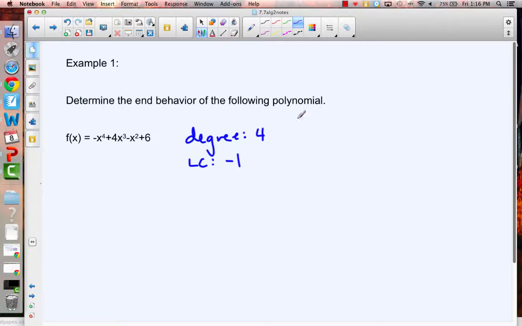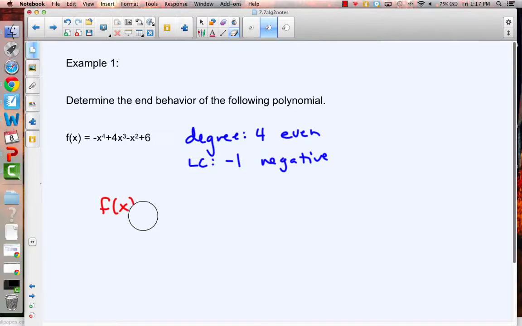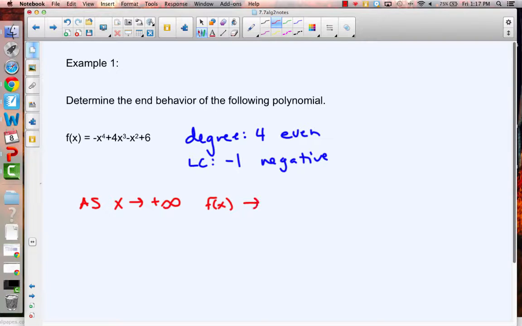So we need to look at our information. Well, our degree is even, and our leading coefficient is negative. So in this case, this is going to be our last case on the chart, the bottom right. And so we would just need to know that, and this is how you would want to write it: as x values approach positive infinity, so in other words, as your graph goes to the right, which way does it go? Well, y, so f of x, approaches negative infinity. That means it goes down, all right?